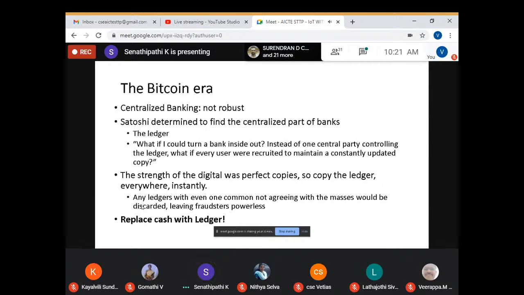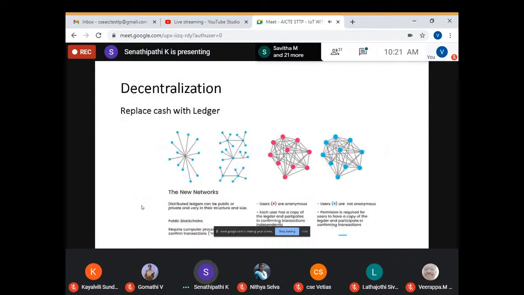So here, instead of centralization, we have done decentralization, and it replaces cash with the ledger, right? And the participants can have the copy of the ledger, and there are two important blockchains. One is a public blockchain and the second one is a private blockchain. In public blockchain, users are anonymous.